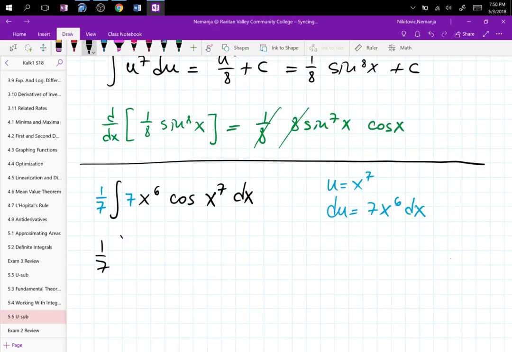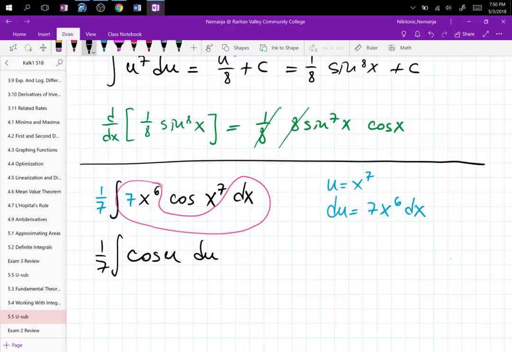So now you copy 1 over 7 integral, and now here go with the peanut. See this? In this peanut, you have your du, and outside of the peanut, you have cosine u. The entire integral collapses into cosine u du, because cosine x to the 7 is u. The entire peanut is the string for du. Just plug everything in, and this integral simplifies into 1 over 7 integral cosine u.